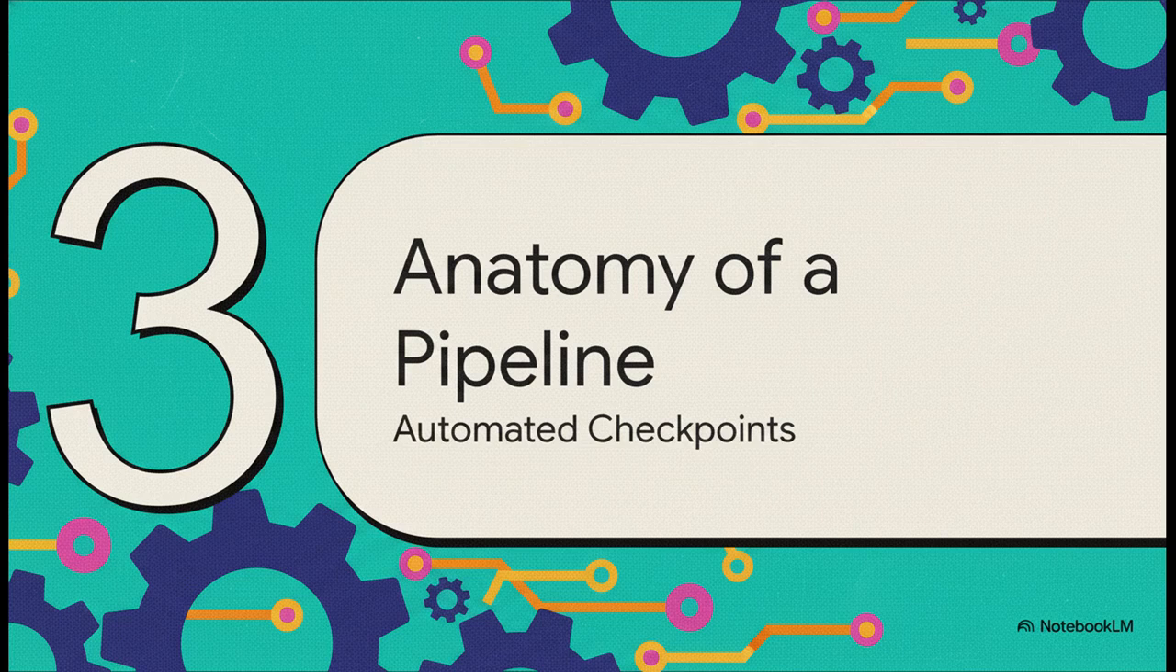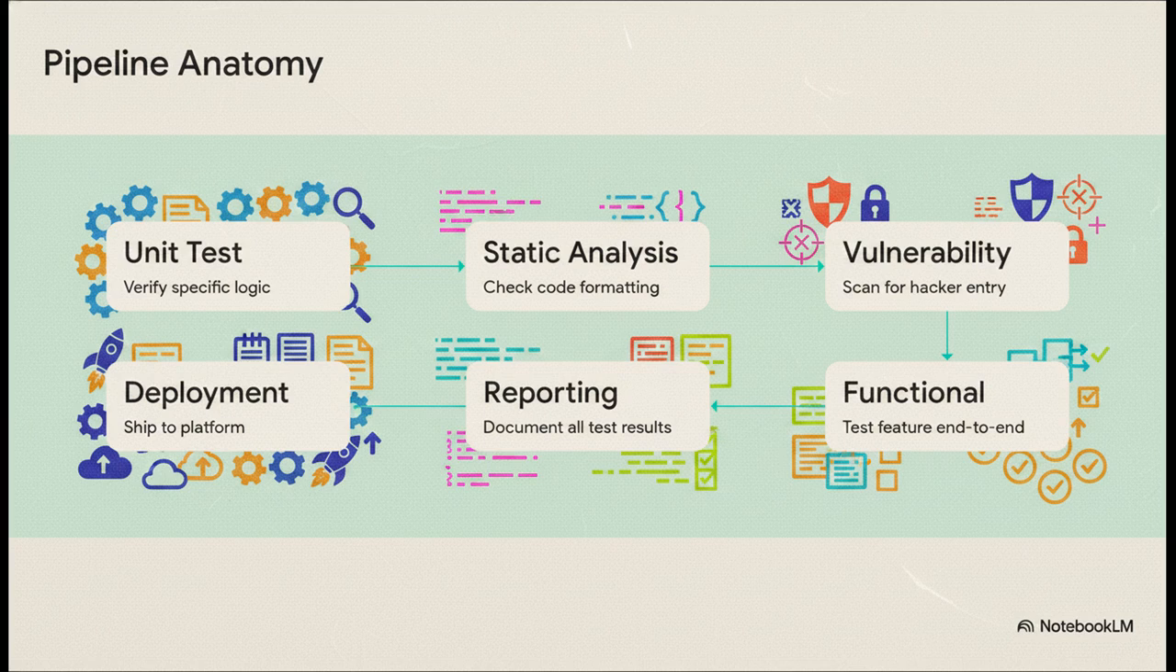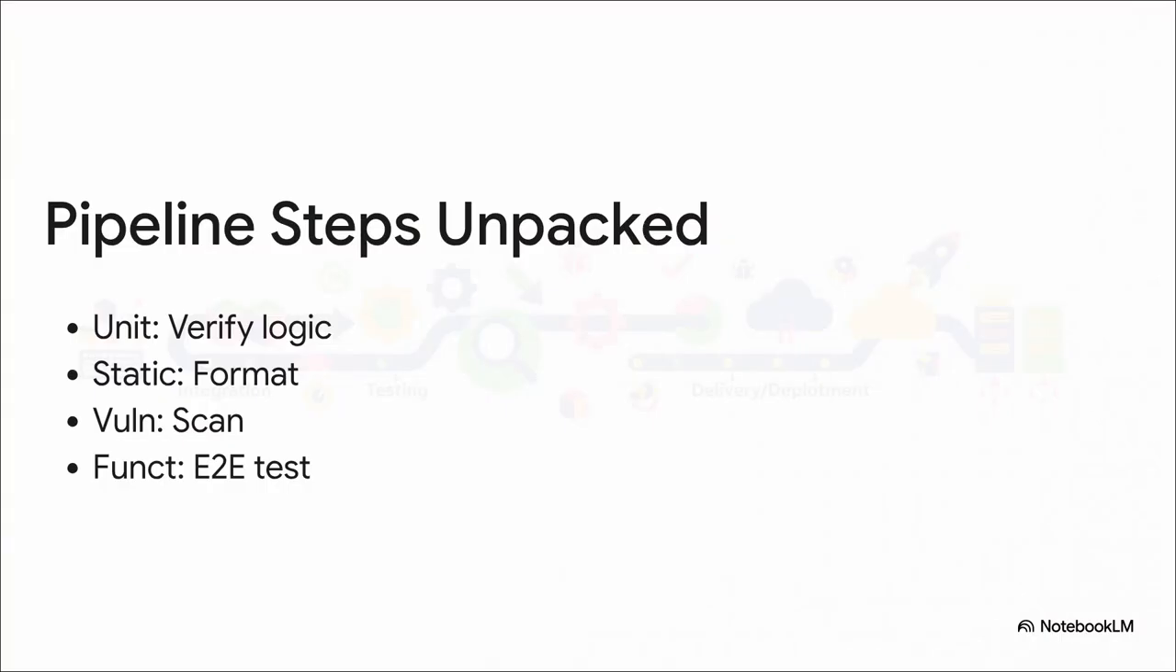Moving right along to Section 3, anatomy of a pipeline, looking at those automated checkpoints. Virtually every major tech organization pushes their code through 6 crucial automated gates: unit testing, static code analysis, vulnerability testing, functional testing, reporting, and finally, deployment. This process is exactly how they guarantee a flawless product every single time. Let's unpack what these tools are actually doing behind the scenes, all without a human having to lift a finger.